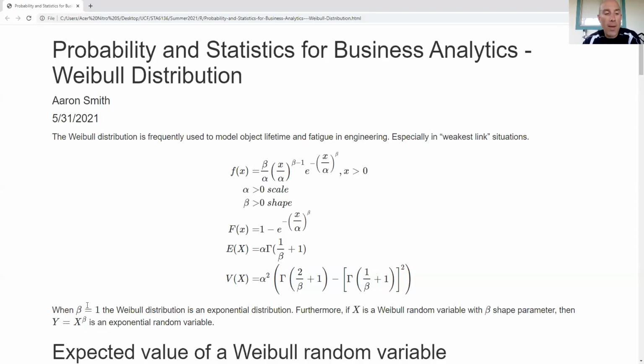Now, it works out that if we set beta equal to 1, this x term would disappear. This exponent would be 1, and we don't worry about exponents of 1. Those disappear. We see that this would actually be an exponential distribution. Furthermore, if x is a Weibull random variable with shape parameter beta, then x to the beta is an exponential random variable. That just comes from doing a u substitution.